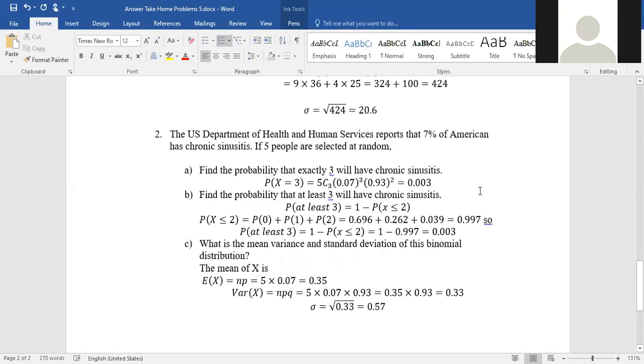The last question here. The US Department of Health and Human Services reports that 7% of Americans have chronic sinusitis. If 5 people are selected at random, find the probability that exactly 3 will have chronic sinusitis. So I used the binomial distribution formula here, but you can use your calculator. Or you can use a binomial distribution calculator.